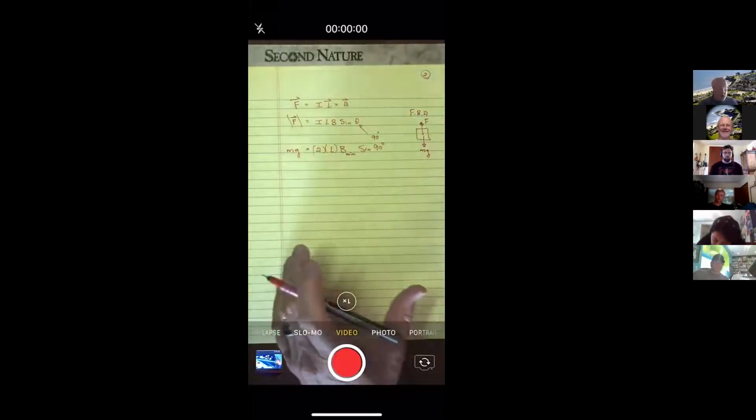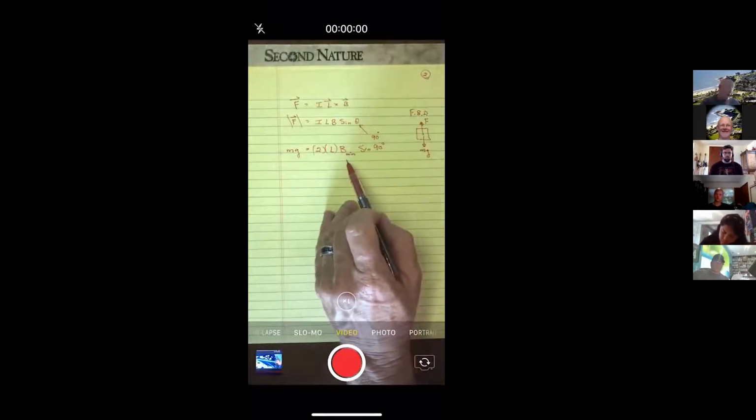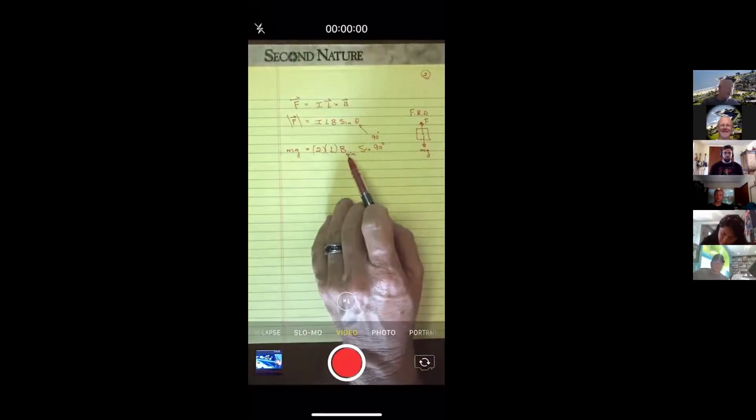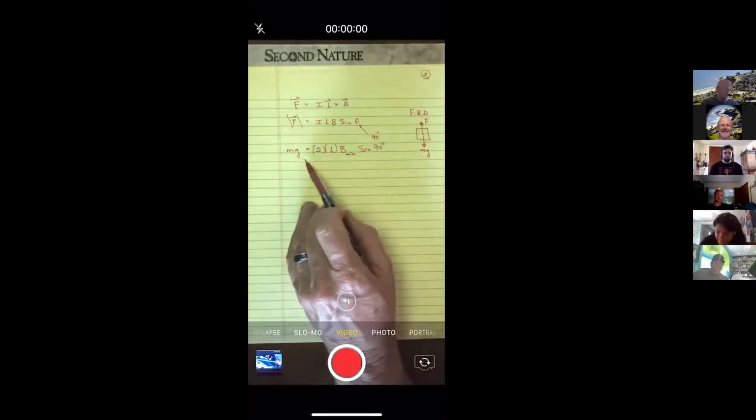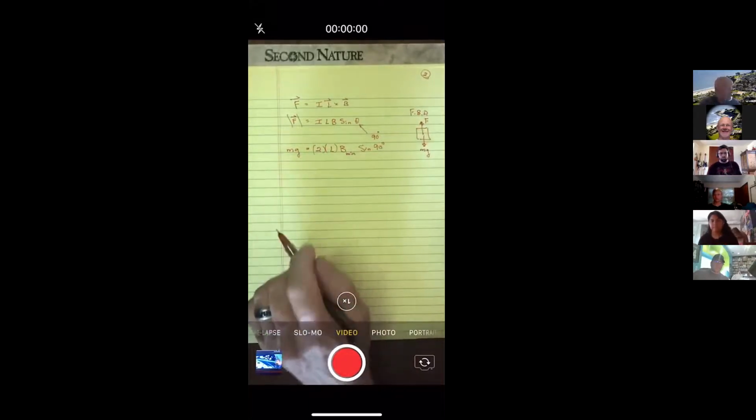It doesn't have to be greater than mg. If it is, that's fine, but that wouldn't fit the definition of the minimum amount. So again, the minimum magnetic field is when we set it at 90 degrees and we have just enough to overcome its weight, not so much that we go shooting it up really fast.